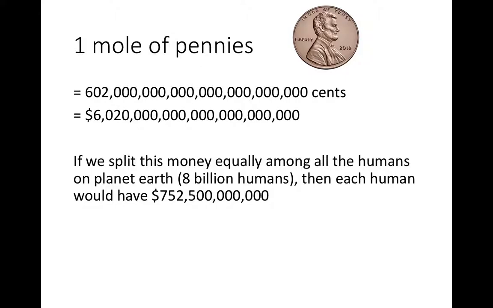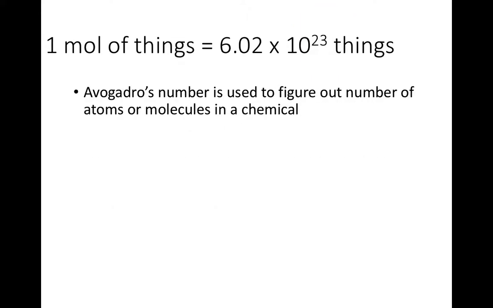If you don't know how much money that is, let me just put it this way. If we took 1 mole of pennies and we split them equally among every human being on this planet, which means all 8 billion people, then all 8 billion of us would be billionaires. Like, each one of us would have $752 billion just for ourselves. And that's all because one person offered you 1 mole of pennies and you were kind enough to share that with everybody. Everybody becomes a billionaire. So, the bottom line, what I'm trying to get you to see is that 6.02 times 10 to the power 23 is a ridiculously large number.